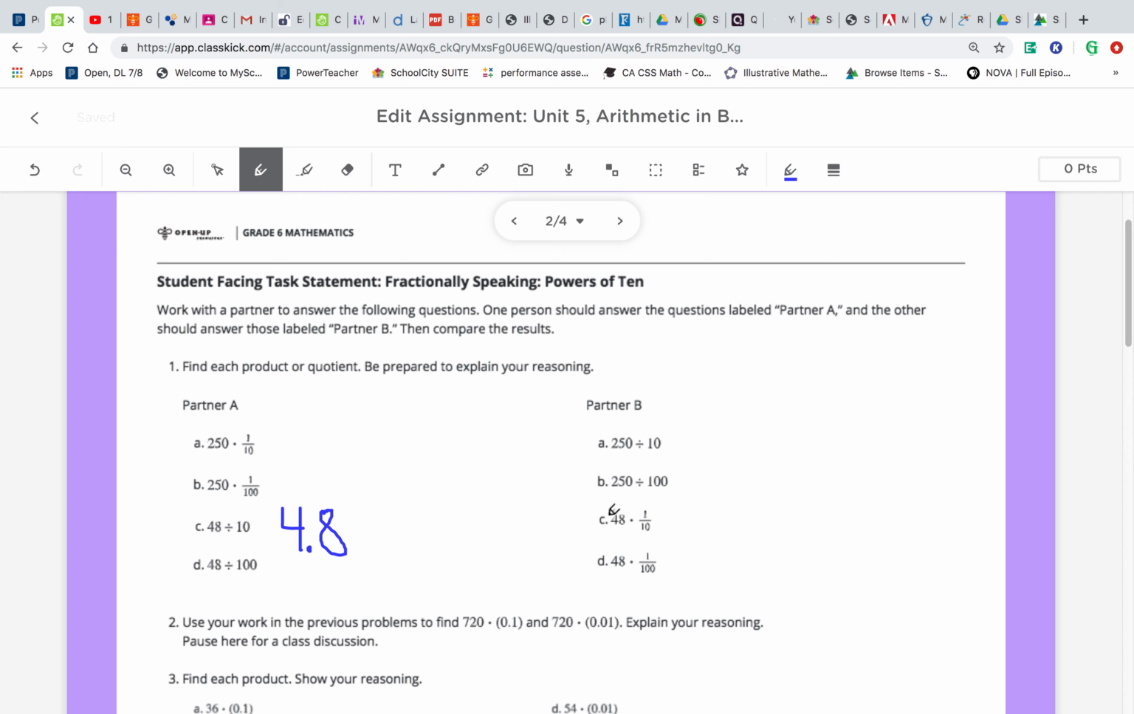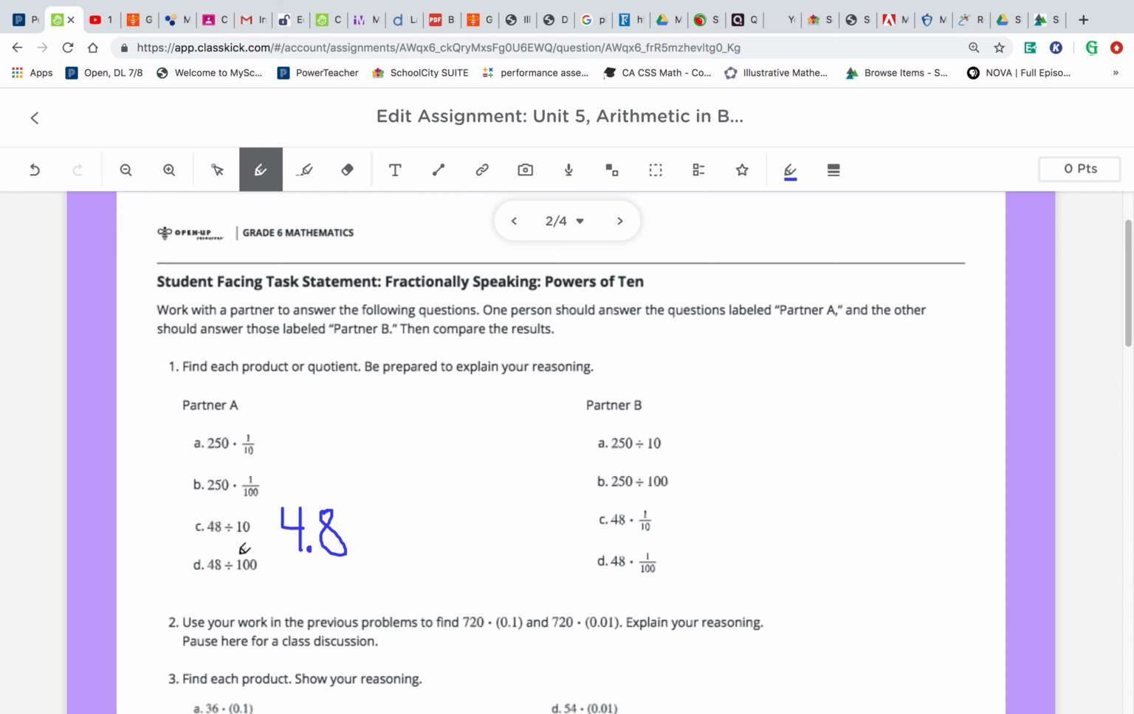We look over to partner B's column here, 48 times 1/10. Hopefully you've caught on now. Multiplying by 1/10 is the same as dividing by 10. Okay? In either case, we're finding out what 1/10 of something is. Here we say it's 1/10 times 48. Here we say it's 48 divided by 10. Same thing.